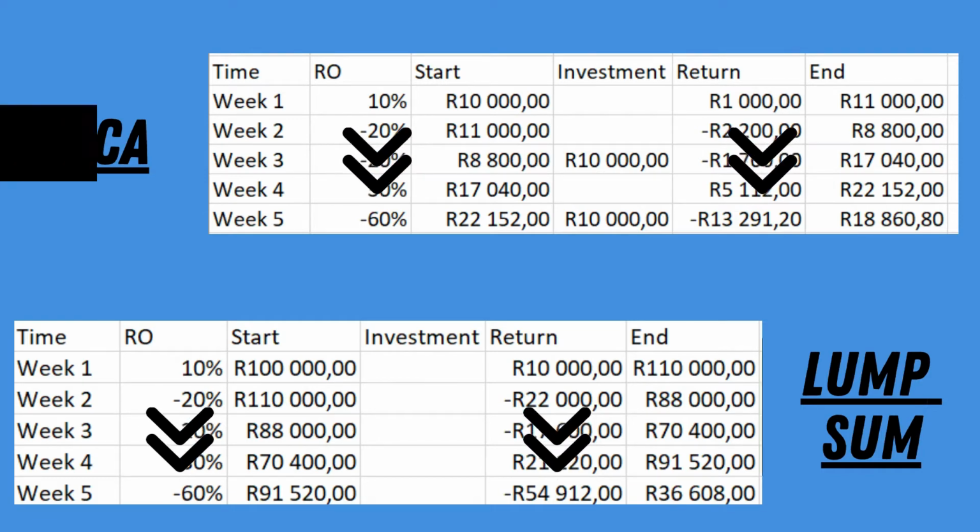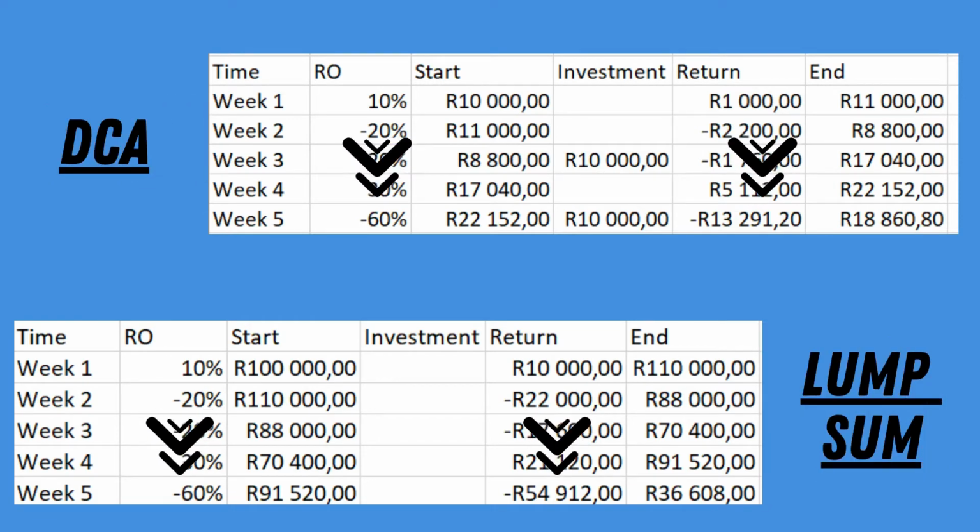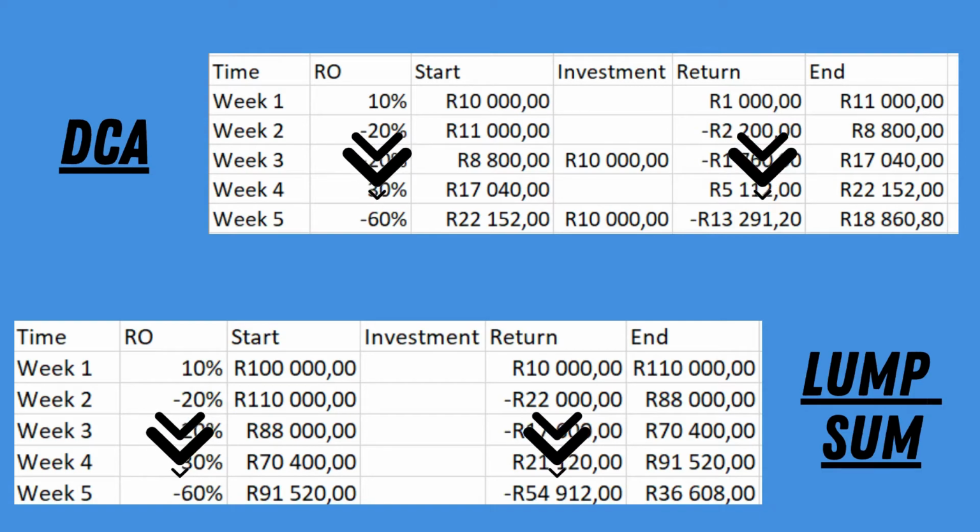You took a crash of 60% in week 5. Your total value of your fund portfolio by that time was 91,000. You lost 54,000 rand in week 5. 54, guys. That is insane stuff. I mean, yeah, that is scary. But let's go on and see if we can catch up and what happened then.